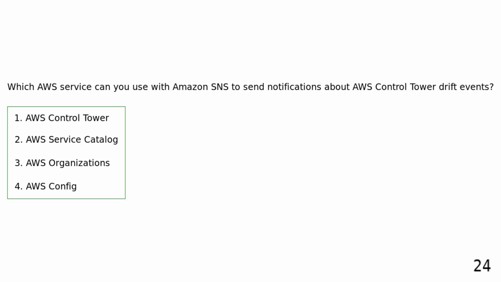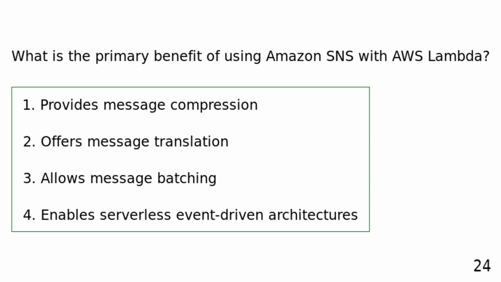Which AWS service can you use with Amazon SNS to send notifications about AWS Control Tower drift events? AWS Control Tower, AWS Service Catalog, AWS Organizations, AWS Config. AWS Control Tower can be configured to send notifications through Amazon SNS when it detects drift events, where resources deviate from the established guardrails. What is the primary benefit of using Amazon SNS with AWS Lambda?